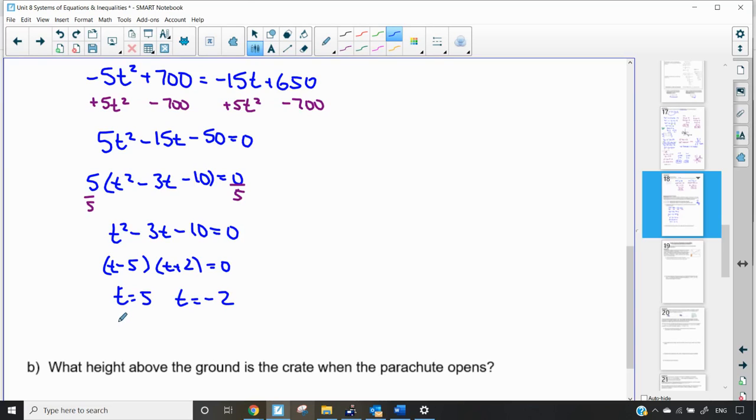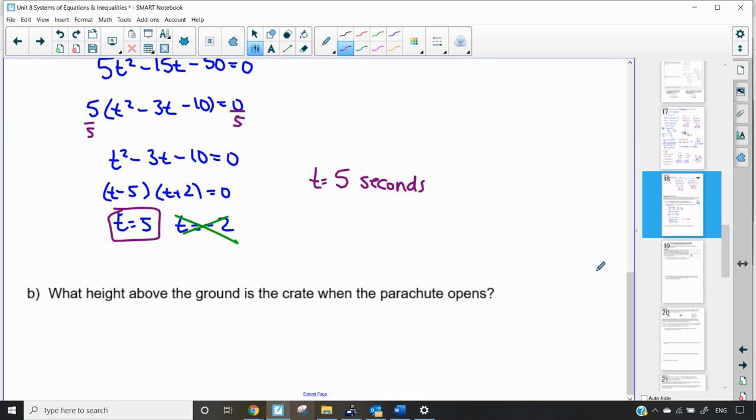Now, t stands for time, and while we're not given the specific units, we can assume it's likely minutes or seconds. And if I'm looking at t equals 5 and t equals negative 2, well, we can't have negative time. So this one gets eliminated, and I have t equals 5. And for the purposes of the question, we're going to assume that that's 5 seconds.